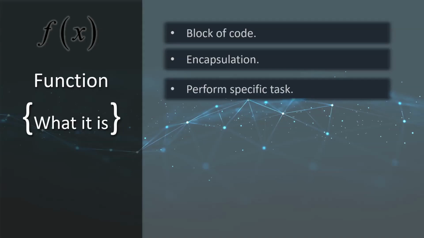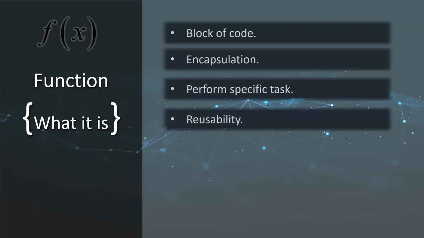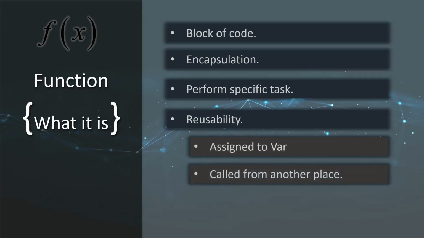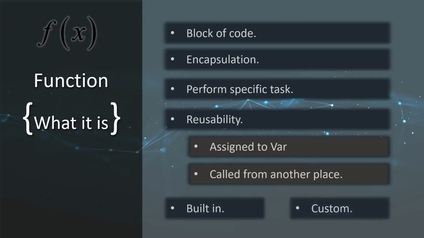You can define a custom function yourself and do whatever you want. And a function is good for reusability. When you have a function, you can get the result of this function and assign it to a variable, or you can call this function from another place in your application. As we saw, we have built-in functions like if else, for loop, while loop. And then we have custom functions, where you define your own code.